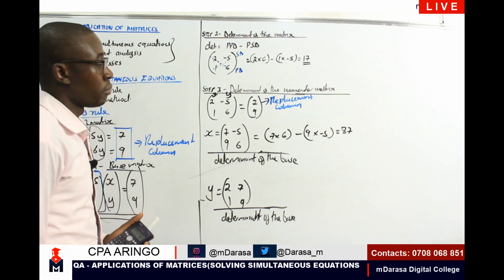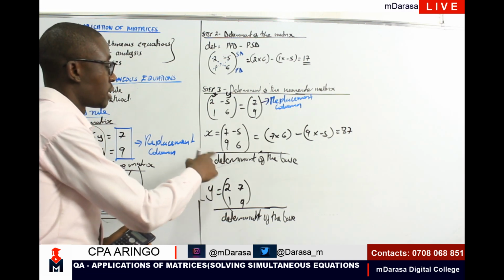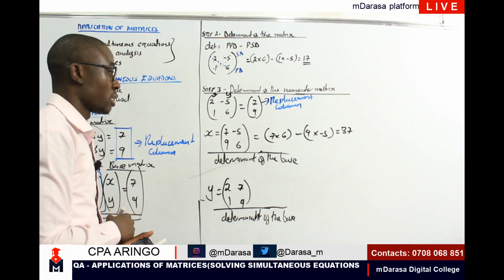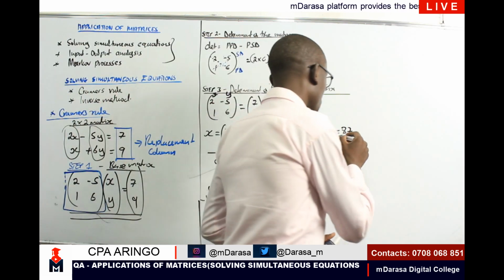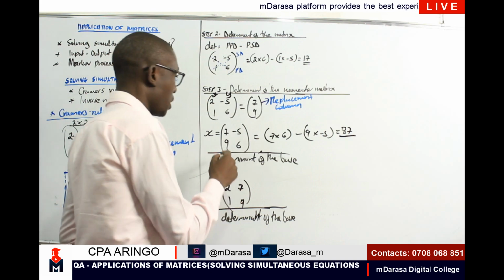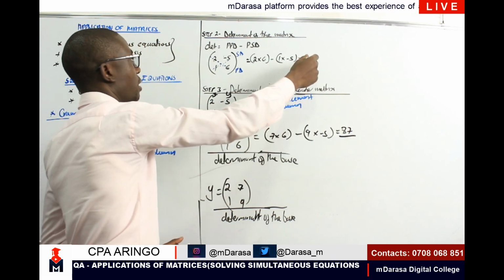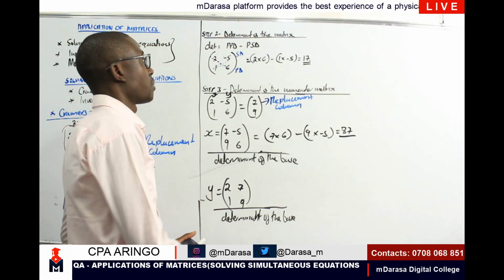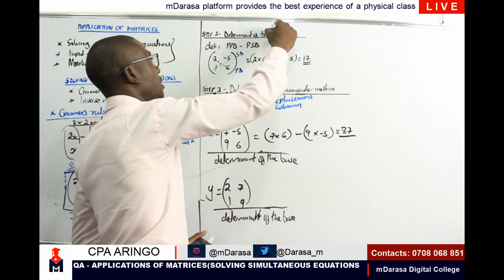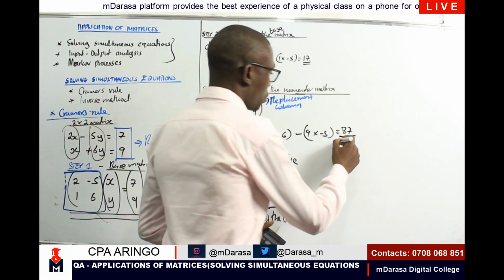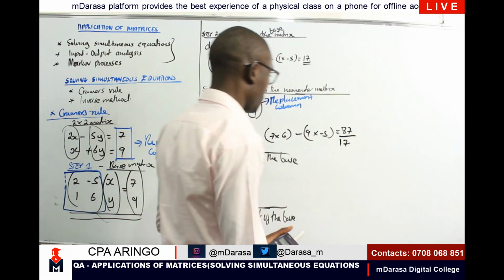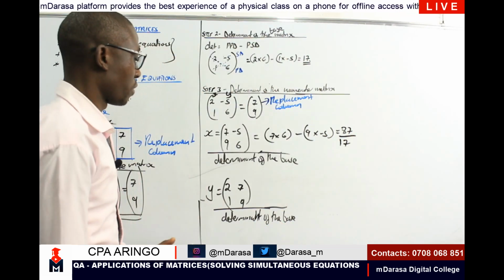At this point, remember, we had already determined the determinant of the base. Actually, I've jumped several steps ahead, right? So the determinant of the base matrix, we had 17. Therefore, we are going to divide this one by 17. So that will give us our value of x.